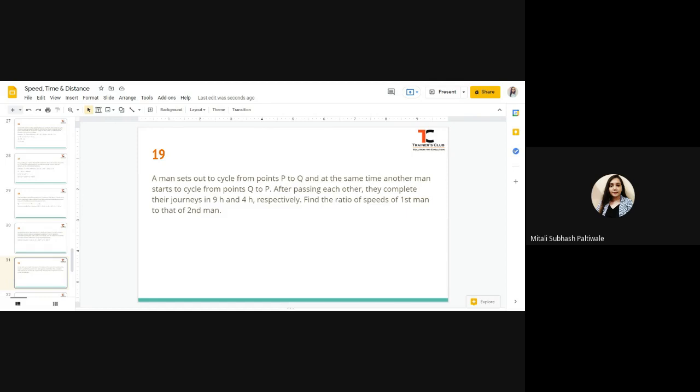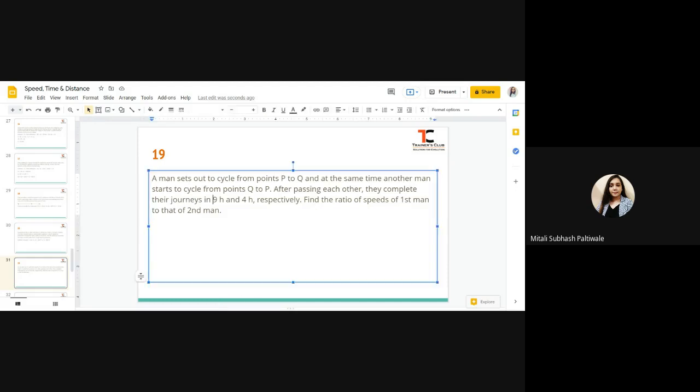Here, see what is there? 9 hours and 4 hours respectively. The time is given, and we have to find the ratio of the speeds. As we are aware, speed and time are inversely proportional. So if the ratio of the time is x is to y, then the ratio of speeds will, of course, be inverted. So that would be y is to x.